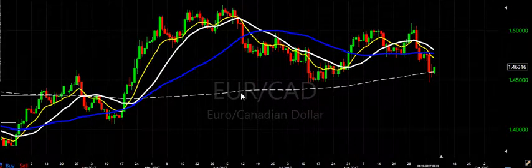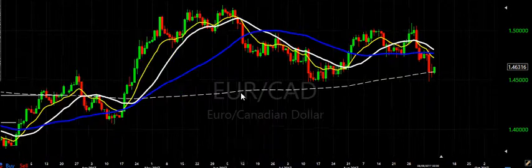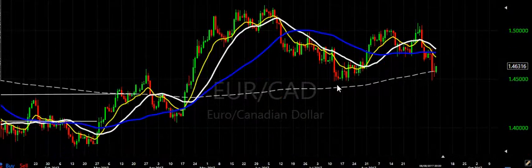Yeah, we see with the Euro Canadian dollar, and we actually see some selling off here. So it might be a good time to think of going short if you've been long. We are also at a support level here, so as mentioned earlier, we usually wait for the support lines to be broken.